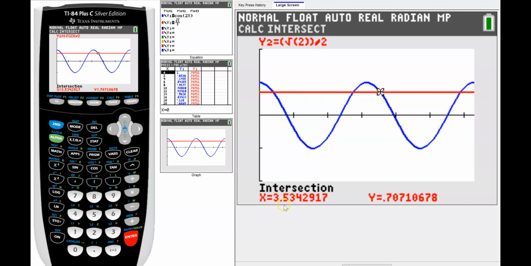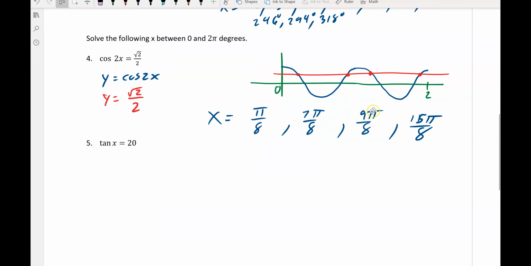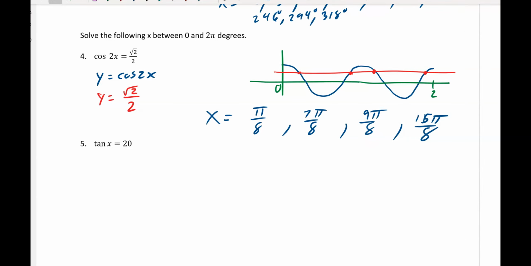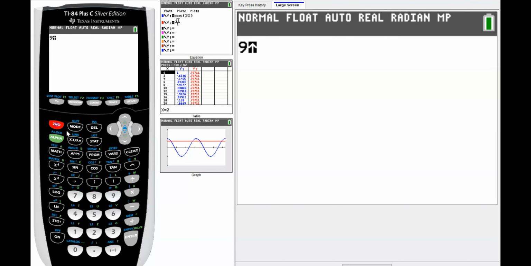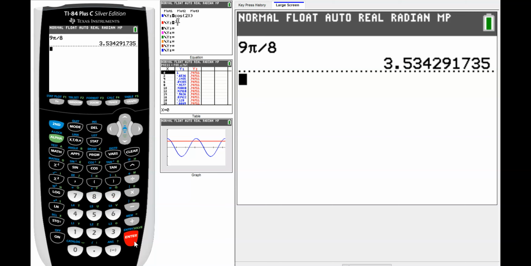3.53. And our third answer was 9 pi over 8. So we just need to verify that 9 pi over 8 is 3.53. So we clear out of this, we put 9 pi divided by 8. And there it is, 3.53. So it checks. The rest of them will check. So you're supposed to solve these by hand and then use your calculator to check.